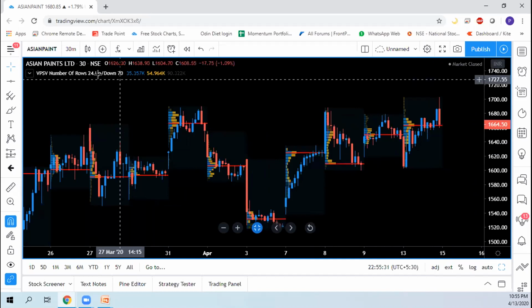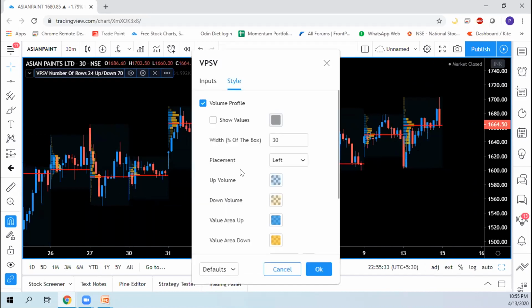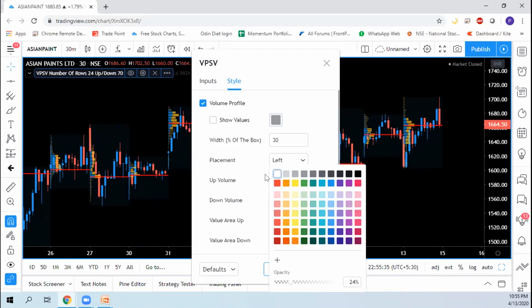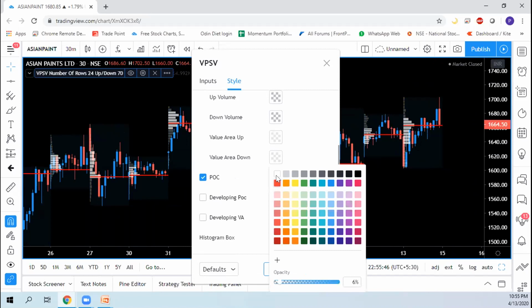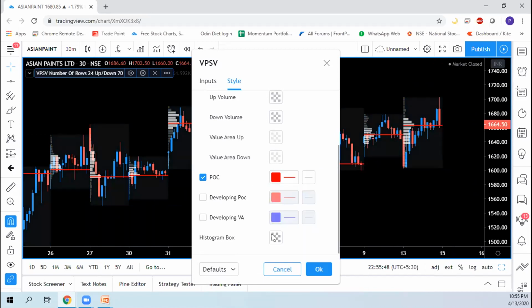I don't like these colors, so I change everything to white because that's my favorite. I don't need all this stuff. Okay, make it white. Everything I'll make white.